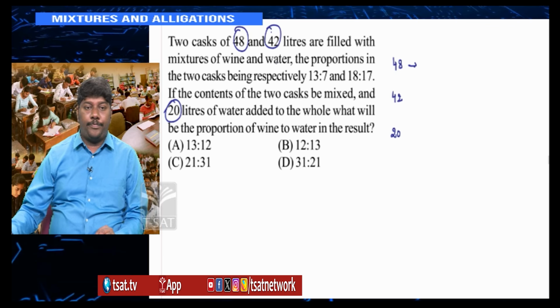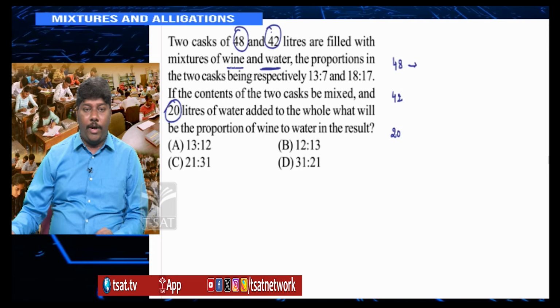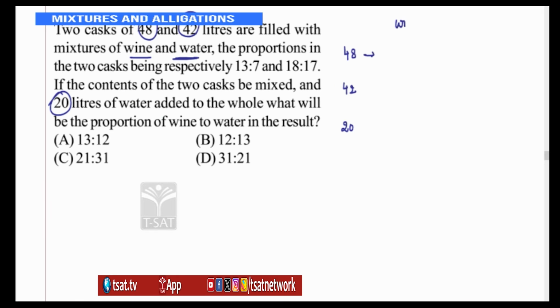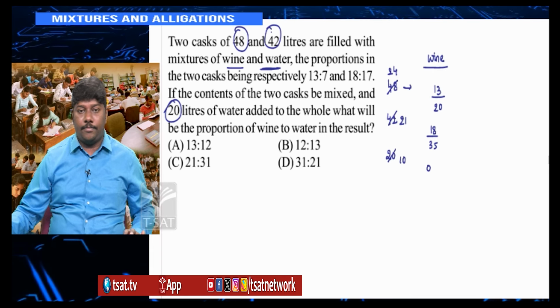Here I am considering wine and water, he says. I am preferring wine here. So, what is wine in the first one? Wine in the first one is 13 out of 20. What is wine in the second one? 18 out of 35. What is wine in the last one? It is simply 0. Can I simplify this? Yes, you can simplify. 4 12s are 4, 2 24s, 2 21s, 2 10s.